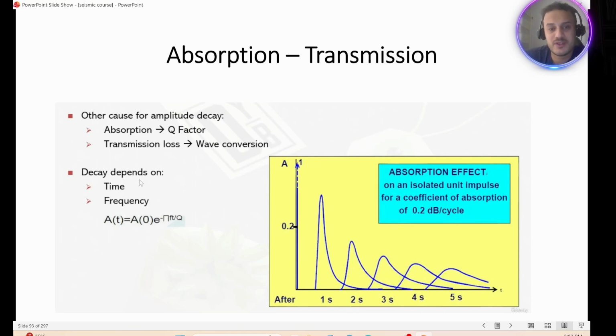The decay depends on two factors, the time and the frequency. With a longer distance we have a longer time, and the longer the wave travels, the more amplitude we lose. When going deep, the amplitude will be lower and lower. So in order to make it very clear, we apply the gain corrections to enhance the low frequencies, so it will be easy to see and understand.